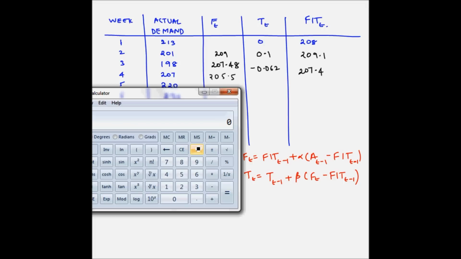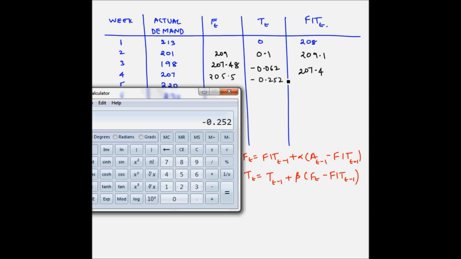So trend for the last period, which is 0.062, and this is minus, plus beta, which is 0.1, multiplied by, into brackets, the forecast for the current period, which is 205.5, minus the forecast including trend for the last period, which is 207.4. So this is minus 0.252. Now we have to calculate the forecast including trend.